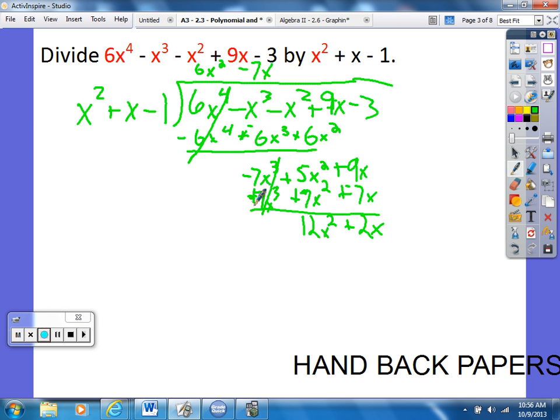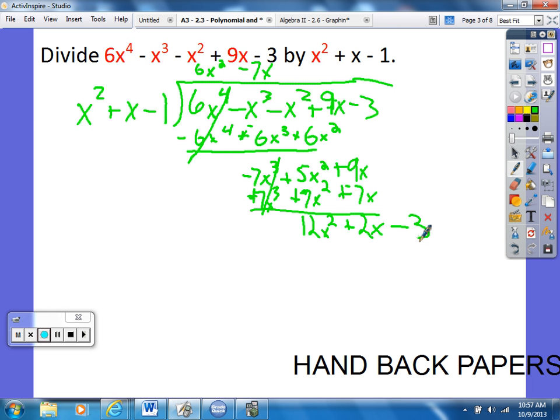Well, he just knew that they canceled, so he skipped a small step. You should change all of the signs and then add. You should change them all. Because notice now that she changed it, it makes sense that they canceled, right? He changed the second one to a plus, and he changed the third one to a negative 7x. Does that make sense? Okay. Go ahead and bring down your number.